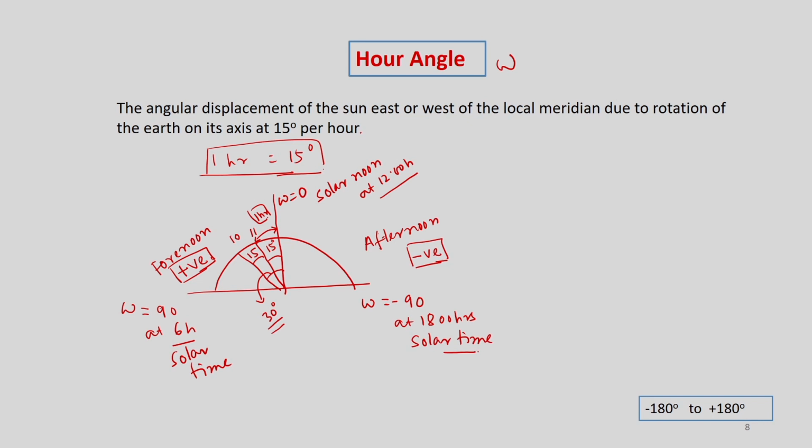So, what we need to learn here is that the solar hour angle is very important for solar calculations, and 1 hour is 15 degrees. And how we have defined this hour angle: it is an angular displacement of the sun. And it varies from minus 180 to plus 180. So, we will learn details when we solve some numerical problems related to this hour angle.